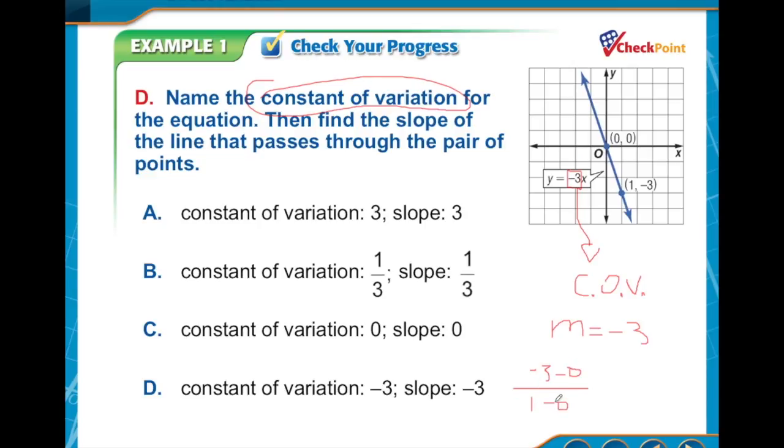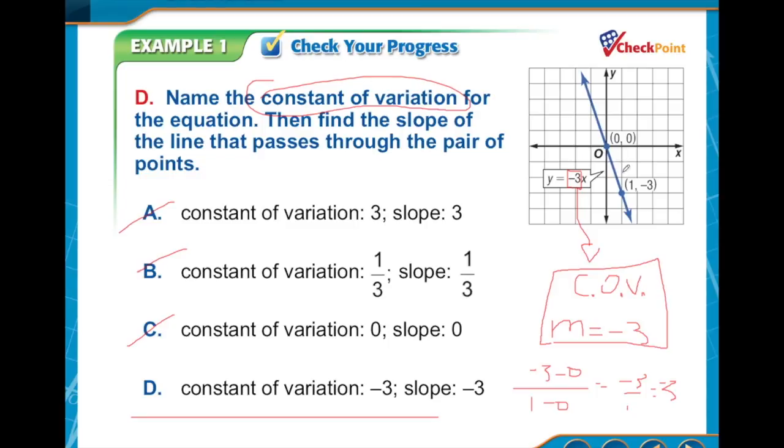And you could double check that here. You would get a negative 3 over 1, which is just negative 3, so that's fine. So m is negative 3, and our COV, our constant of variation, is also negative 3. So we have those things. Now what do we know? Well, we know 1/3 is wrong. Constant of variation can't be 3. That's also wrong. Can't be 0. We know that's out. So D is going to be our correct answer.